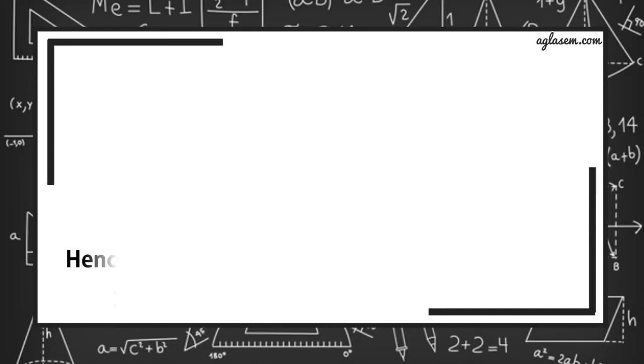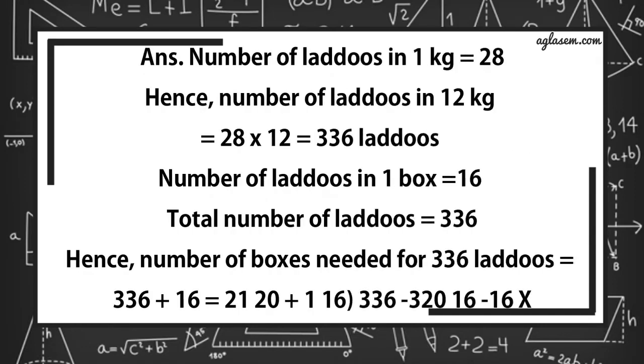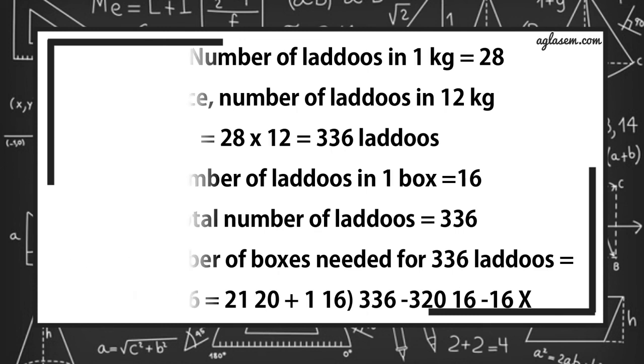Answer is, number of laddus in 1 kg, that is 28. Therefore, number of laddus in 12 kg will be 28 multiplied by 12, that will give you 336 laddus. Number of laddus in one box is equal to 16. The total number of laddus are 336. Hence, number of boxes needed for 336 laddus are 336 divided by 16.